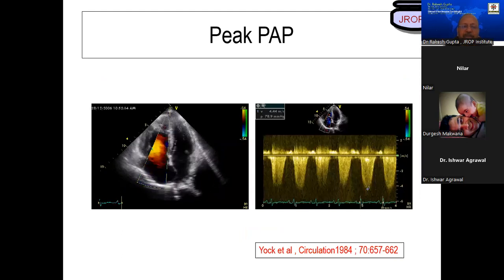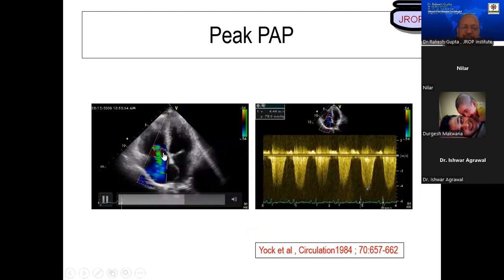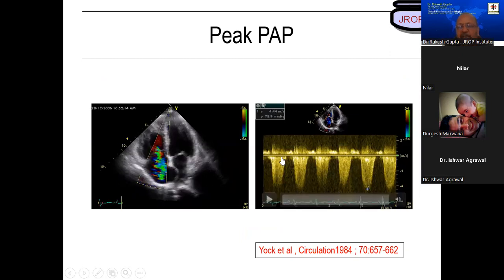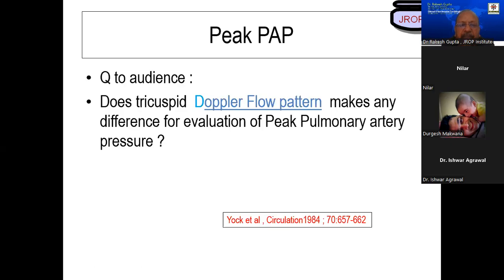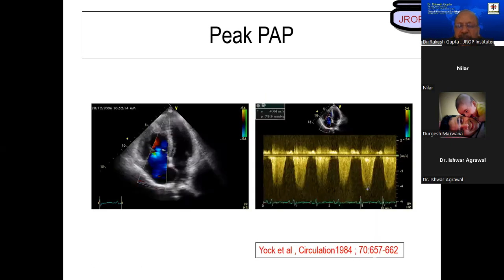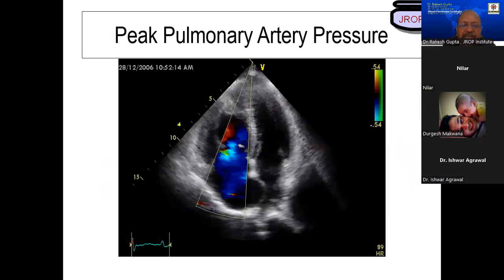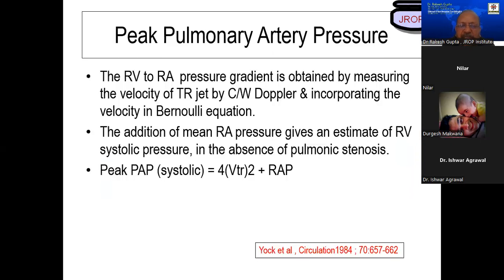How do we measure peak pulmonary artery pressure? We look at a TR jet, we put a pulse wave and continuous wave Doppler, and what we derive is a TR jet velocity. We take a peak velocity of this TR jet, that is 4.64, which contributes to almost 80 millimeters of mercury of peak pulmonary artery pressure. And this, as I said in my previous slide, if you add RA pressure to it, it becomes peak pulmonary artery pressure.